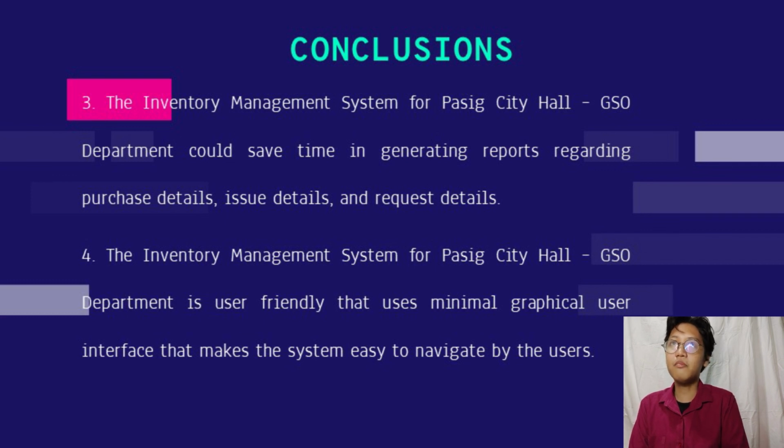The inventory management system for Pasig City Hall GSO department is user-friendly, using a minimal graphical user interface that makes the system easy to navigate by the users.